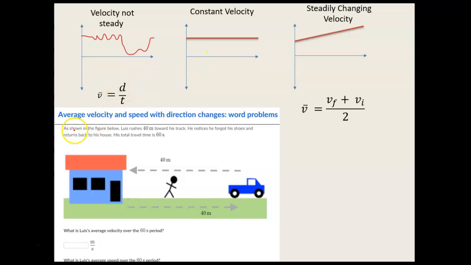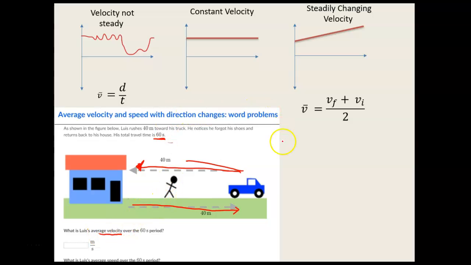So this one's from Khan Academy. As shown in the figure below, Lewis rushes 40 meters towards his truck. So Lewis goes for 40 meters. He notices he forgot his shoes and he returns back to his house. So, 40 meters back. Okay, and his total time is 60 seconds. And what is Lewis's average velocity?